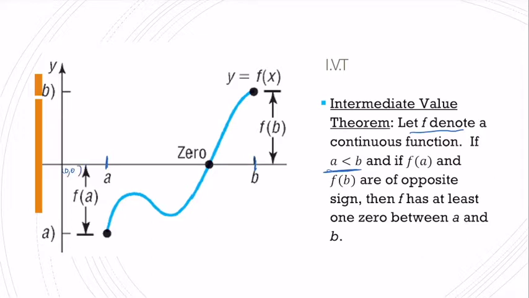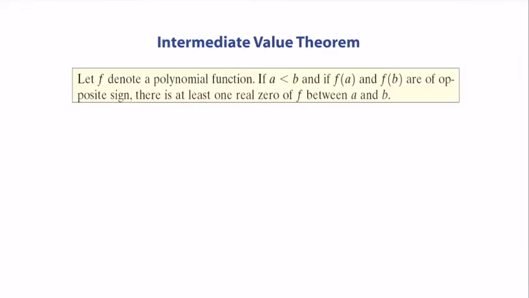Here's a, it's less than b. Here's our origin. If f of a and f of b are of opposite signs, then f has at least one 0 between a and b. So here we see that f of b is positive and f of a is negative. In order to get from something negative to positive, they have to have different signs. The same thing would be true if I had to get from something positive to something negative. I still have to cross my x-axis, so there's going to be at least one 0. That's the way I like to explain it.